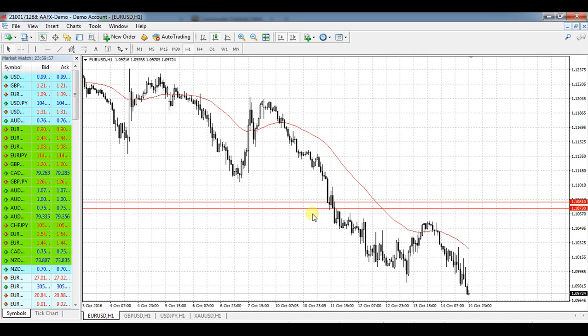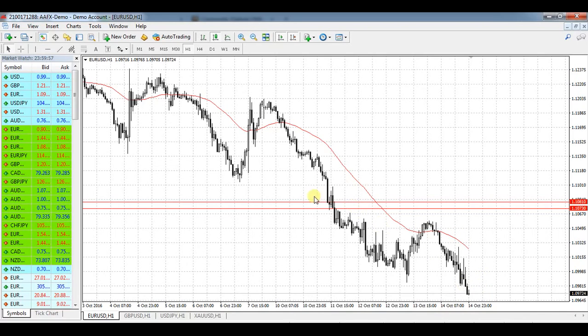I'm a technical analyst at AAFX Trading company, and today we'll start from the EUR/USD currency pair. As you can see, we have a local bearish trend, and especially after the release of good economic data on Friday, this currency pair fell down.